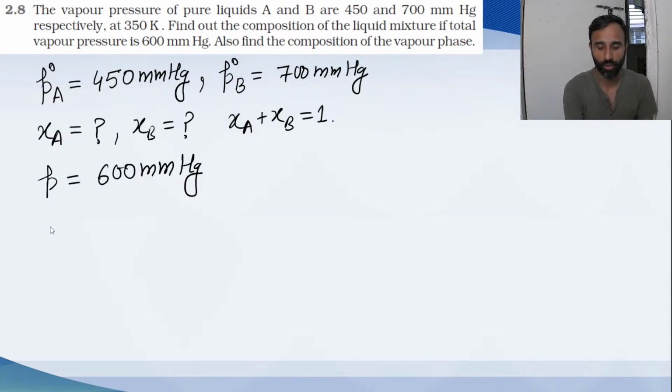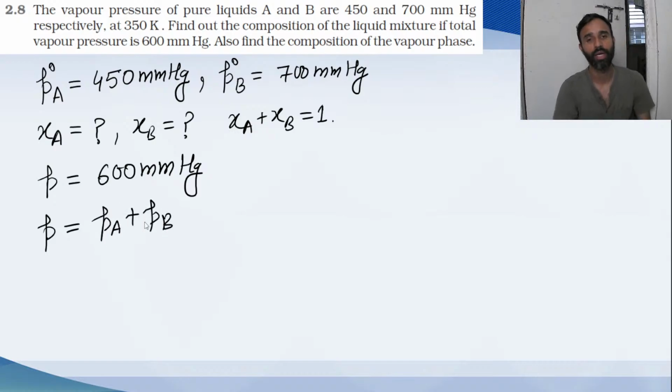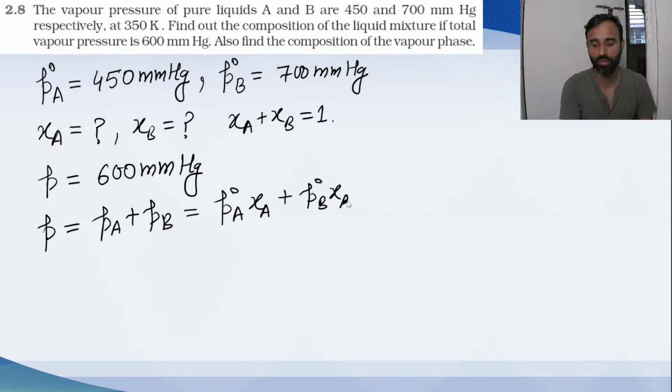How? We know that P equal to PA plus PB according to Dalton's law of partial pressure, and PA equals P naught A XA, PB equals P naught B XB according to Raoult's law.